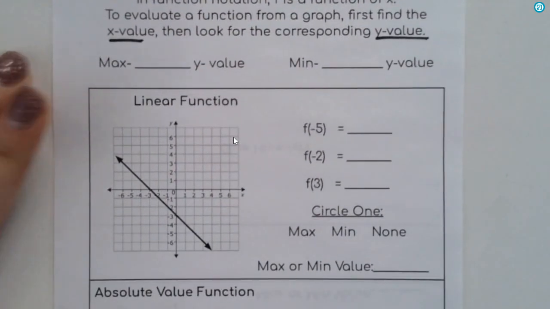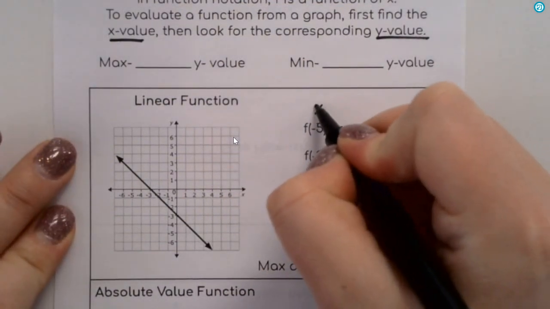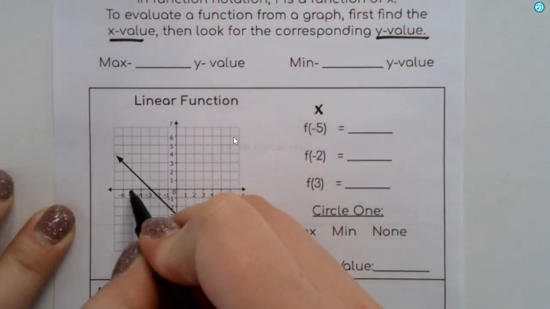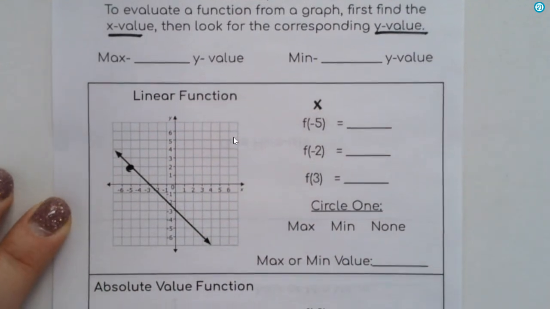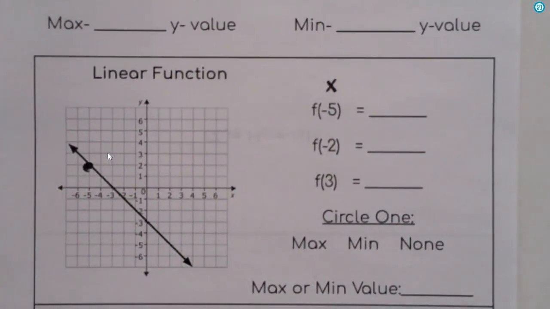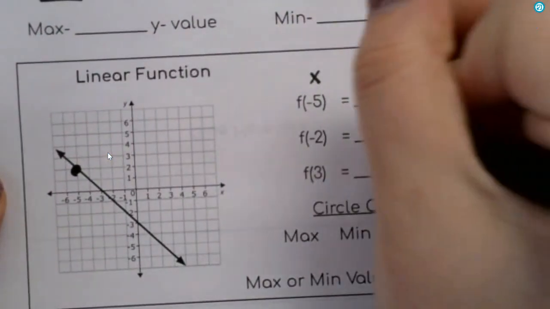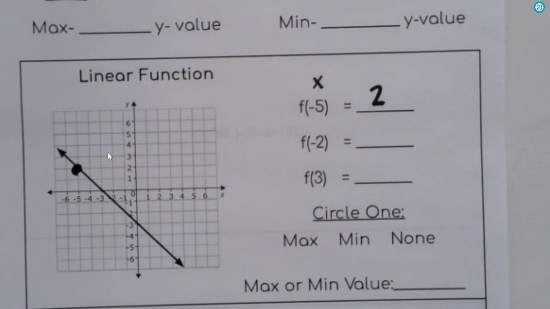So on this first one, to find f of -5, I go to my x value of -5, which is right here, and then I go up or down to my graph. This one I have to go up. My corresponding y value is 2. I like to put a little dot on my graph. It makes it easier to not have to go back and re-find it.